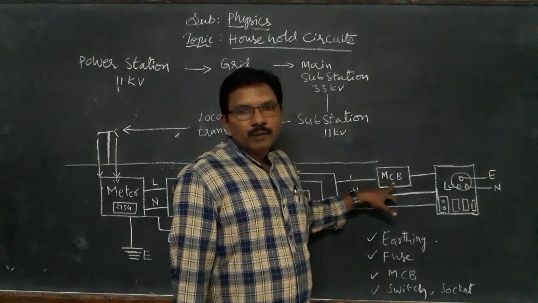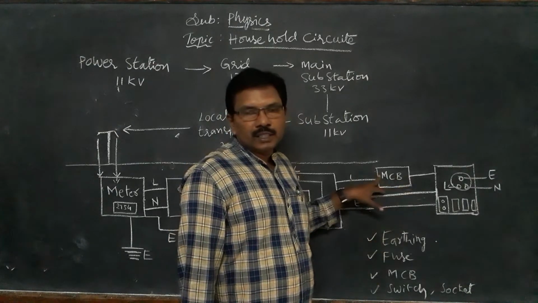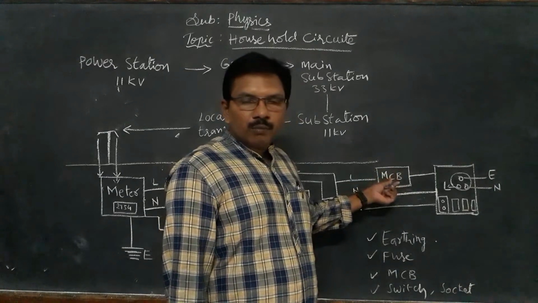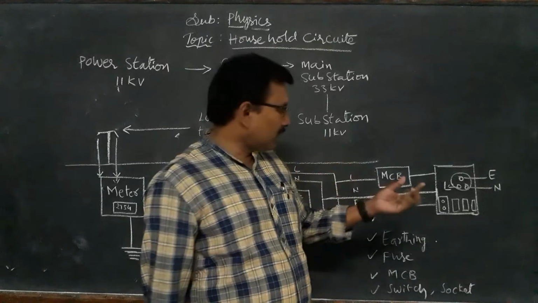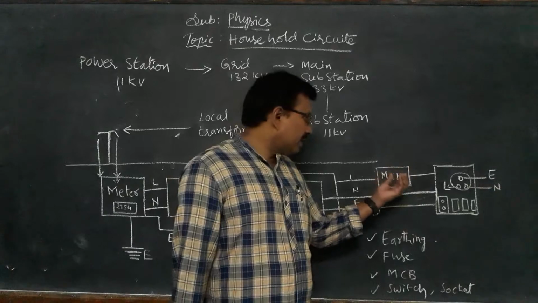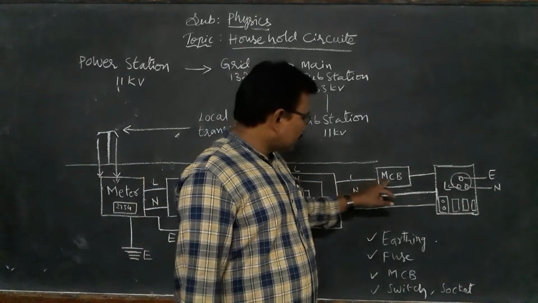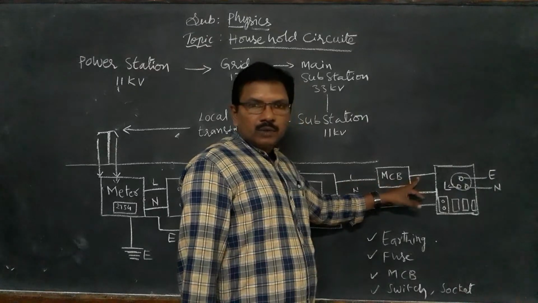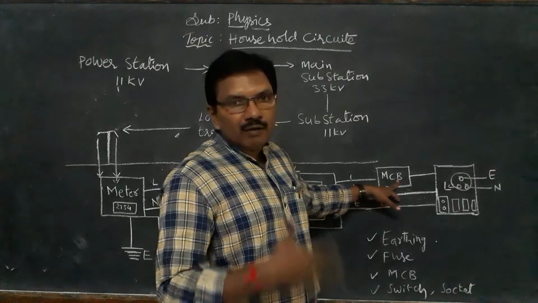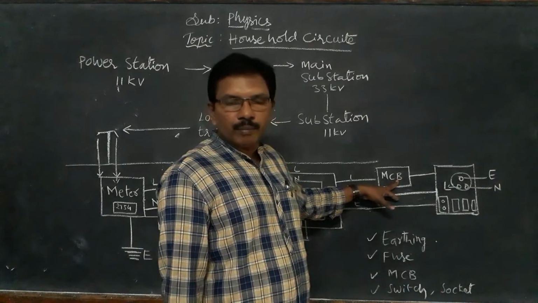It is called miniature circuit breaker. For a small heat, a small temperature only, the circuit will break. The MCB is a small device. We connect the MCB to the live wire. Wherever there is small heat, it works like a fuse; it is a developed fuse, the miniature circuit breaker.